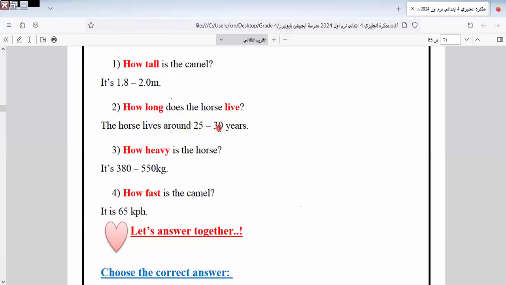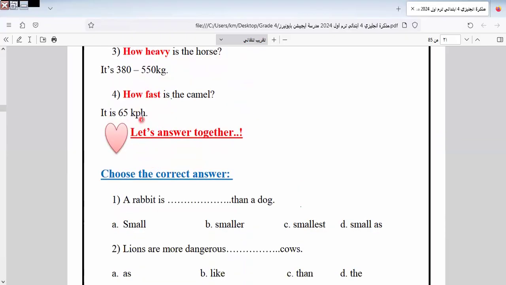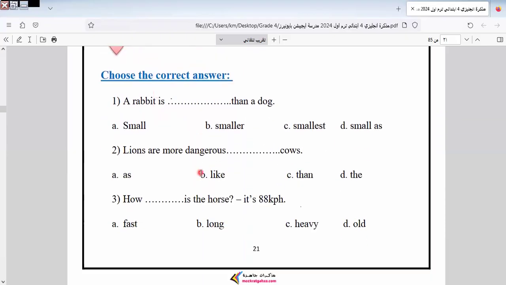The horse lives around 25 to 30 years. Okay, how heavy, to ask about weight. It's 380 to 550 kilograms. How fast, to ask about speed. Here it's 65 kilometers per hour. Okay, let's go to answer.